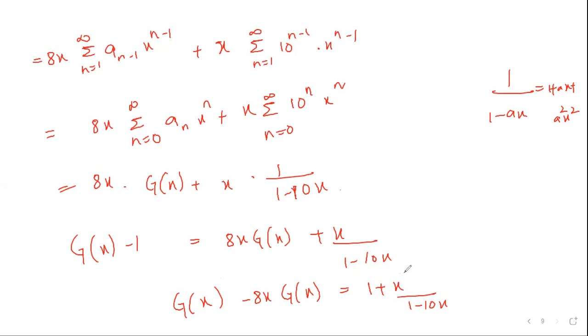Now if I take the LCM, I will get 1 minus 9x by 1 minus 10x. Now if I take g of x common, I will get g of x into 1 minus 8x equal to 1 minus 9x by 1 minus 10x. Take this 1 minus 8x to the denominator. So I will have g of x is equal to 1 minus 9x by 1 minus 8x into 1 minus 10x.